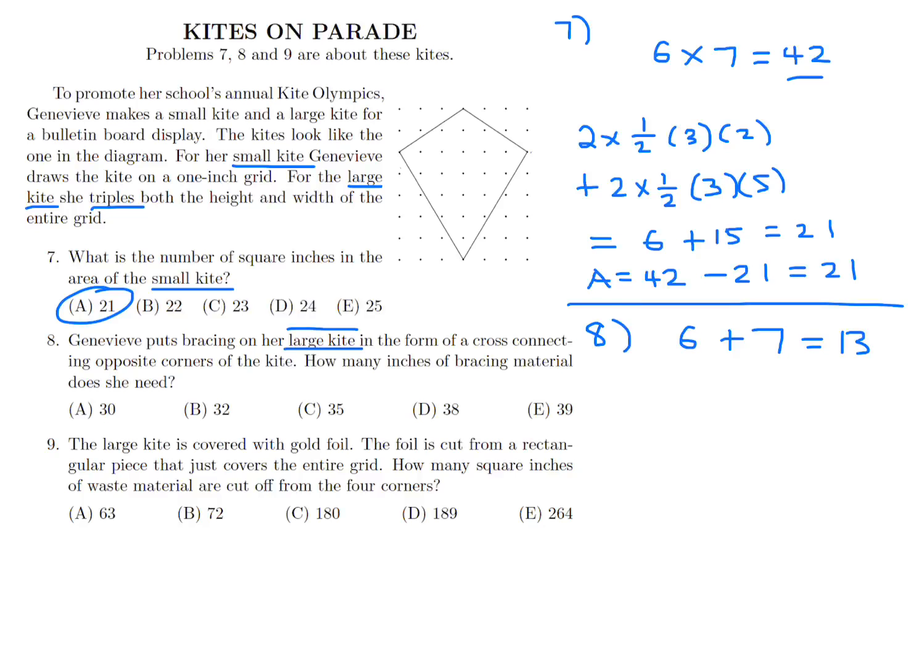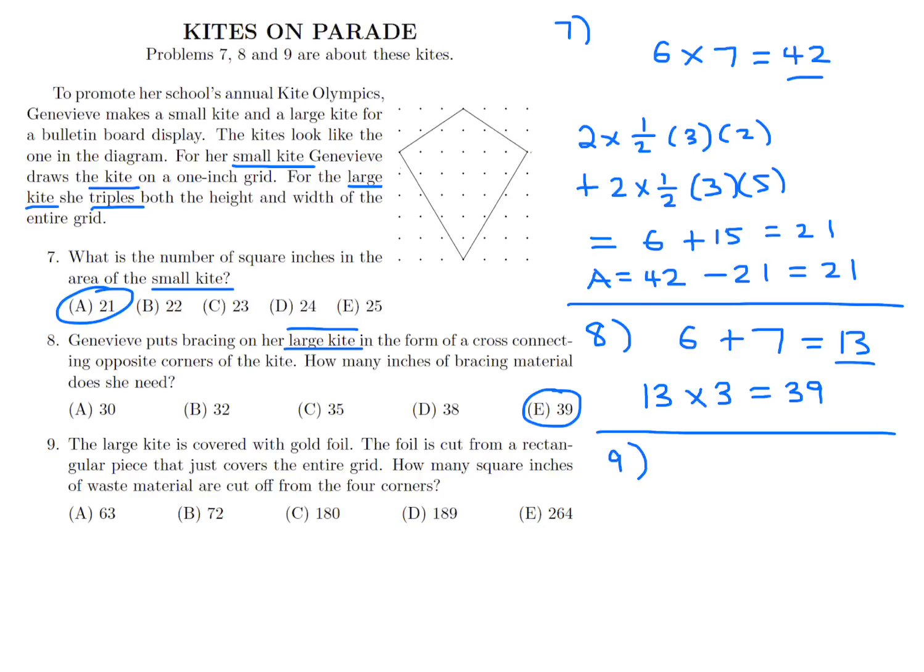And in the question it tells you for the large kite, she triples both the height and width, not weight. So instead of 13, we have to triple that. We have to triple those values. So 13 times 3 is 39. So 8 would be E.